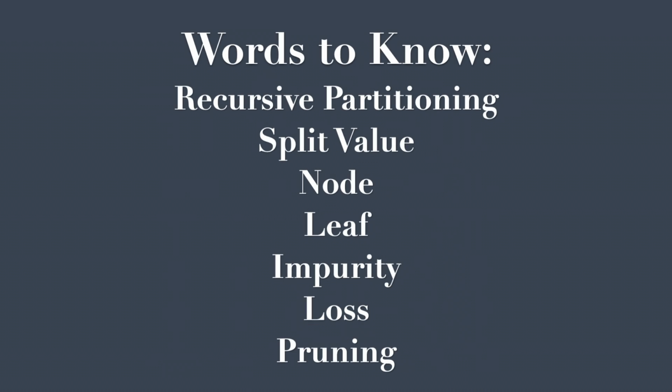Recursive partitioning is when you repeatedly divide and subdivide your data with the goal of making the outcomes in each final subdivision as similar as possible. Split value is a predictor value that divides the records into those where the predictor is less than the split value and those where it is more.